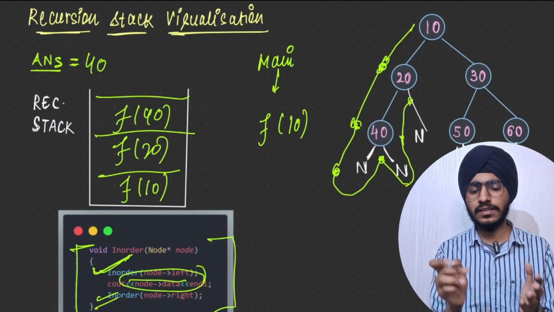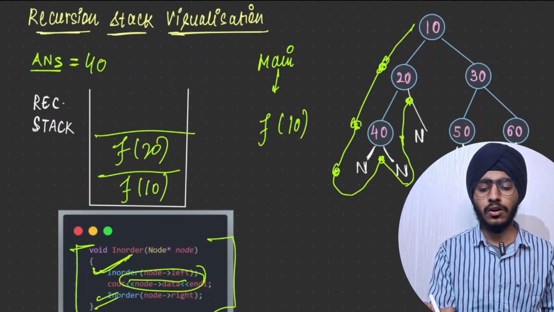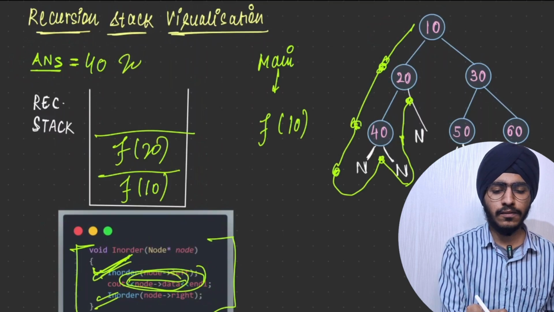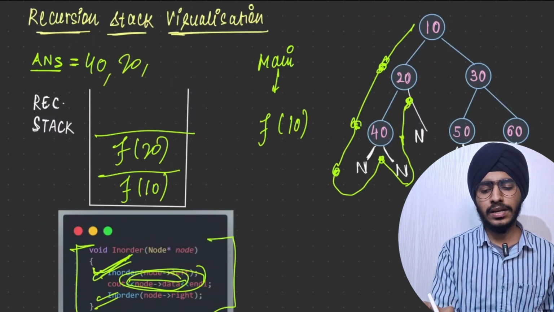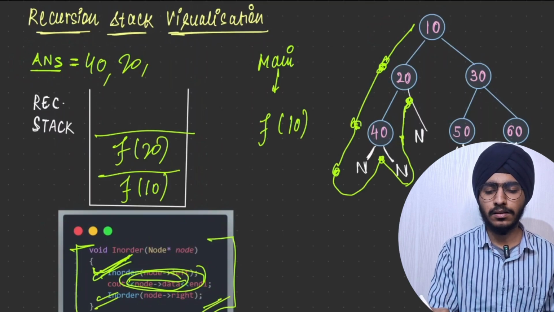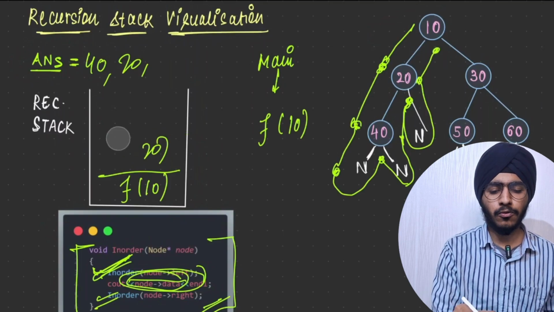Since 40 is completed, we will pop it out from the stack as usual, and then 20 will say that my left is completed. Now print me. So 20 will be printed. So 20 will say okay, I have been printed. Now according to this function, go to my right. This is null, come back. We come back to 10. So this is popped out from the stack.